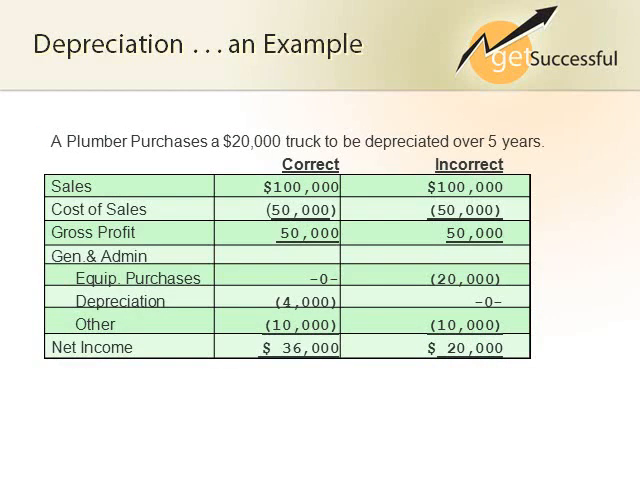Consider a plumber who purchases a $20,000 truck to be depreciated over 5 years. When we say that we are depreciating the purchase over 5 years, we're saying that the value of the truck will be spread over its useful life of 5 years. Therefore, the cost will also be spread over its useful life, 5 years. In this case, the depreciated amount would be $4,000 per year for 5 years, totaling $20,000 in the 5th year.